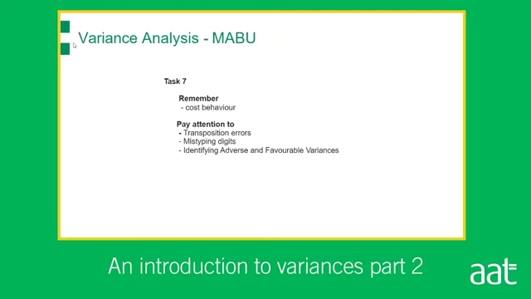Okay, so with task 7, I would say just focus on remembering how costs behave. This is mainly calculating variances, flexing the budgets. So we're going to remember that costs have a different behavior depending on how they behave. We need to be remembering how to use them when we flex the budget. Variable costs will change with the level of production. Fixed cost will remain the same. So remember, when you flex this budget, the fixed cost will not change.